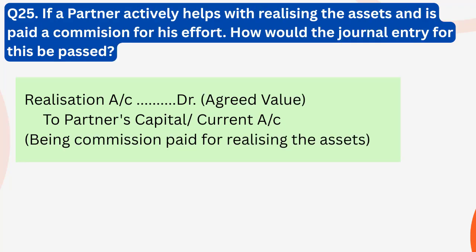Okay, now question number 25 is that the partner actively helps with realizing the assets and is paid a commission for his effort. How would the journal entries for this be passed? This one is easier. The journal entries in this case would look like this. You debit the realization account because it's an expense related to the dissolution process. You credit the partner's capital or current account because the partner is entitled to receive this commission. So it's due to them.